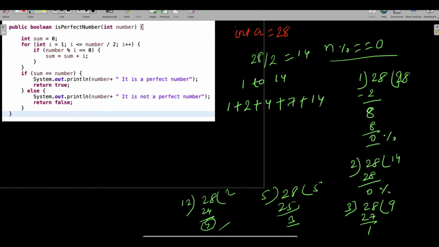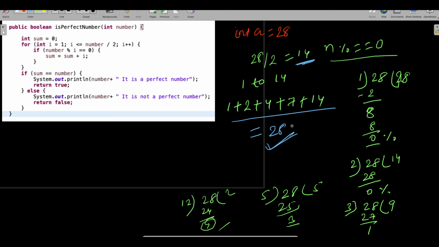You reach till the half, because here half was 14. Now sum these numbers: 1 plus 2 is 3, plus 4 is 7, plus 7 is 14, plus 14 is 28. So this number is a perfect number. A perfect number is a number where, if you divide it from 1 to half, and the sum of the completely divisible numbers is equal to the given number, then the number is a perfect number. That is the definition.